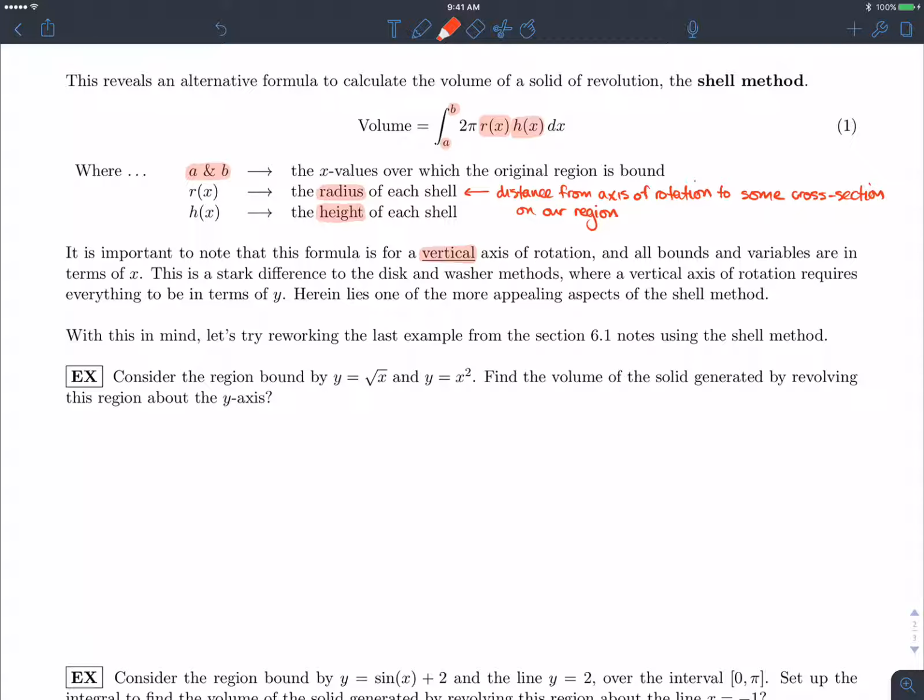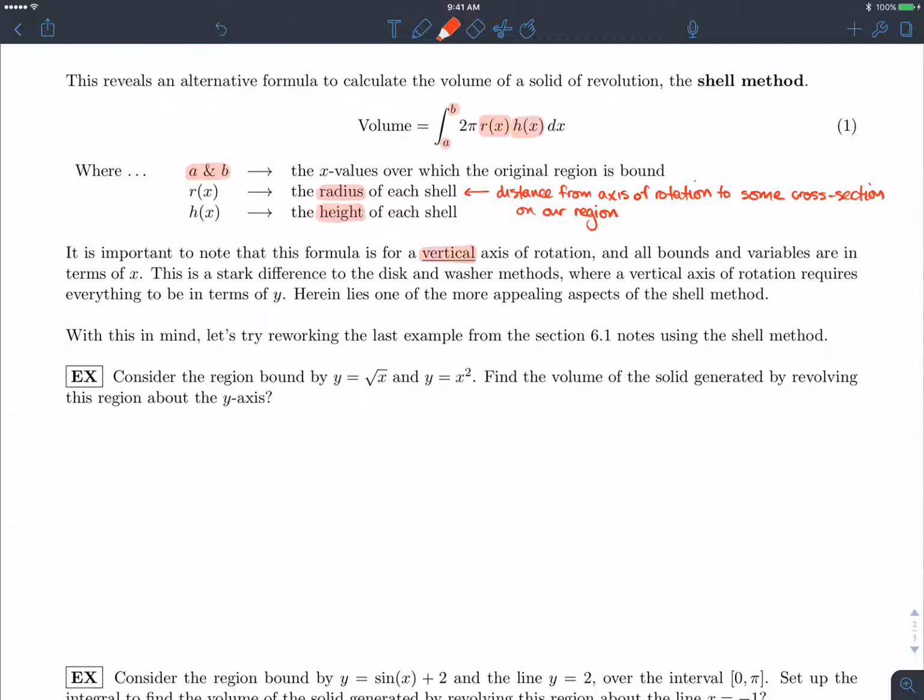A lot of folks, when they see that, will just use the shell method for anything having to do with a vertical axis of rotation. They'll skip the washer method or the disk method, and when they see a vertical axis of rotation where things are given to us in terms of x, they leave it that way and set up a shell method. So something to keep in mind, but you'll build your own intuition as you work through these problems.